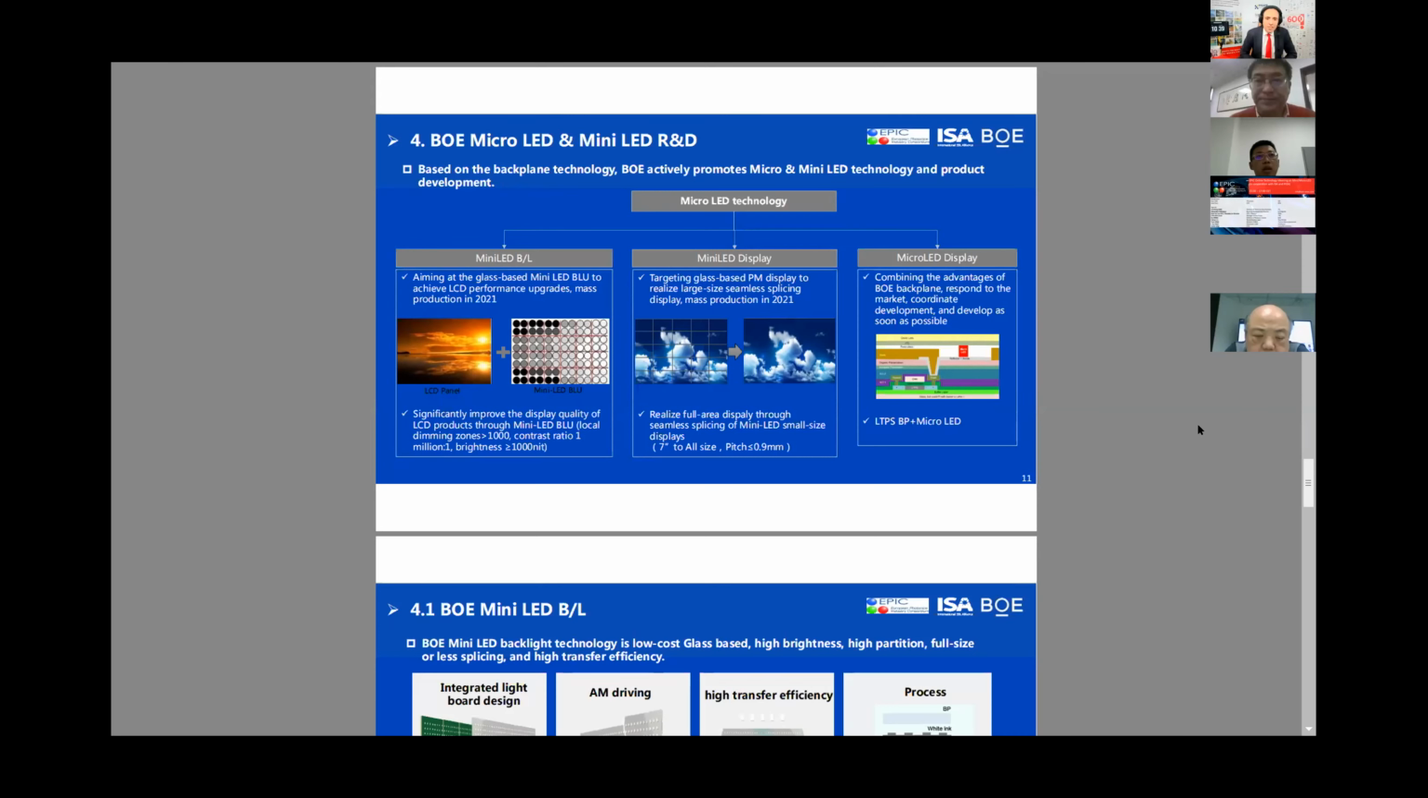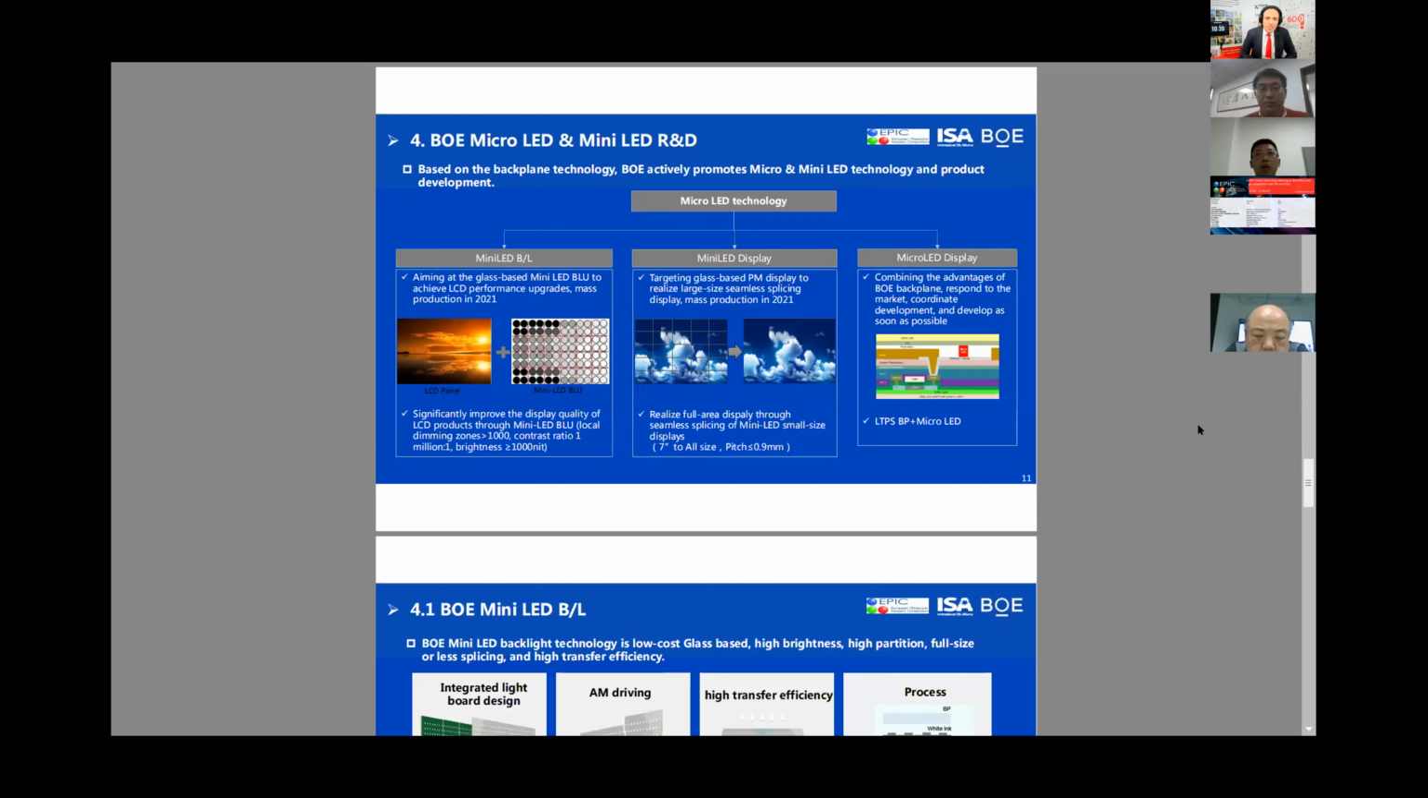And this particular product is going to be mass-produced in the middle of this year, 2021. The dimming zones are larger than 1,000, contrast ratio more than 1 million, and brightness larger than 1,000 nits. And the second is the mini LED display. Now it is a glass-based PM display to realize a large size seamless splicing display. And this particular product is going to be massively produced in 2021, covering the 7-inch to all sizes. Pitch can be lower than 0.9.